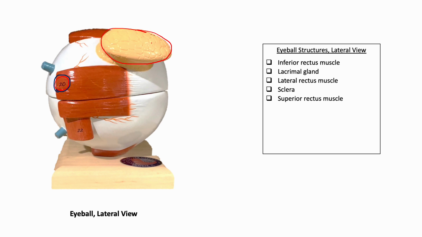And then I can see my superior rectus muscle at the top, okay? Get the superior sclera, lateral rectus, lacrimal gland. My inferior rectus muscle is going to be located down here, right? This is my inferior rectus muscle.